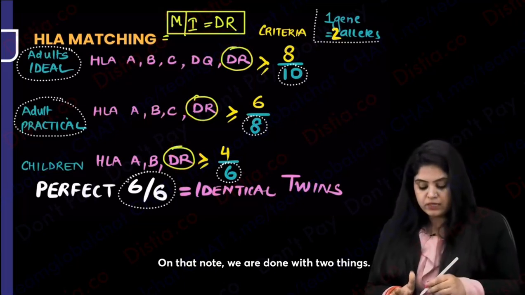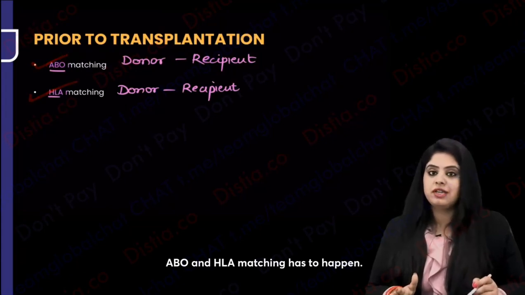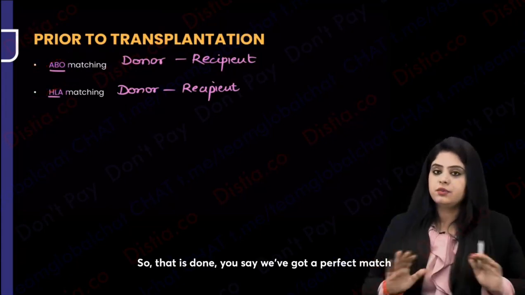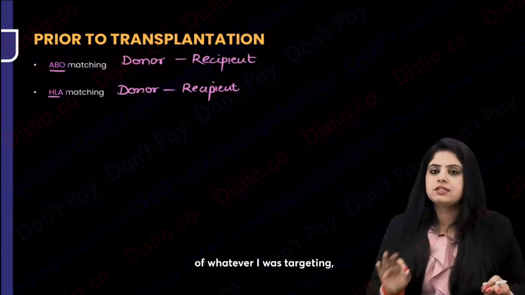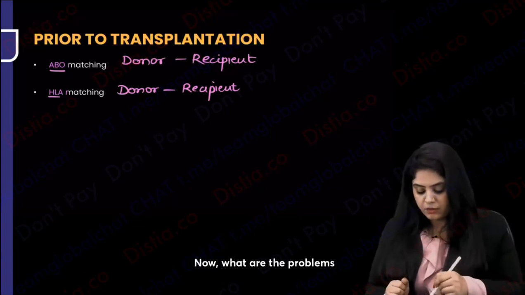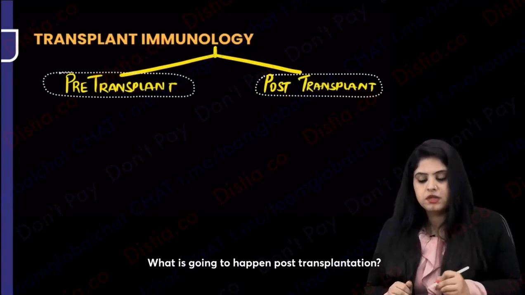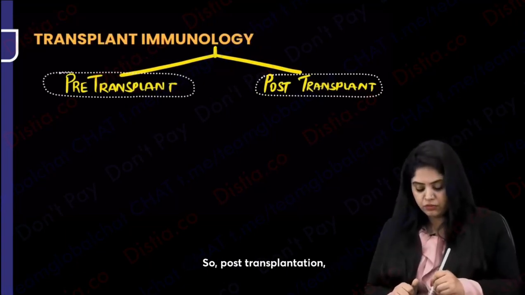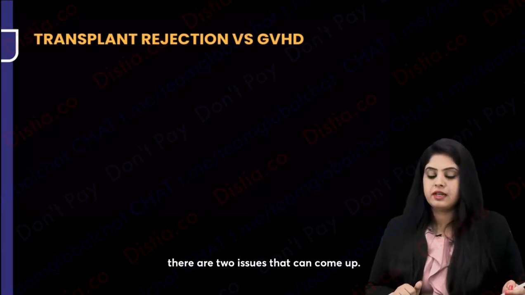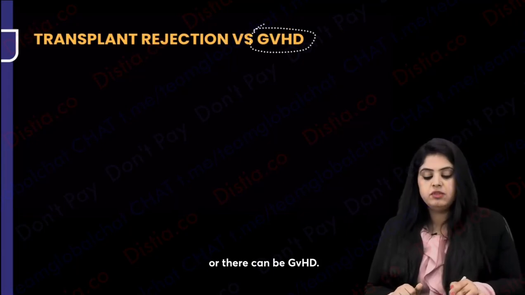On that note, we are done with two things. What needs to happen before a transplant? ABO and HLA matching has to happen. So that is done. You say we've got a perfect match, or whatever I was targeting, my criteria has been fulfilled. You've done the transplant. Now, what are the problems that can come to you in the next phase? What is going to happen post-transplantation? Post-transplantation, there are two issues that can come up. Either there can be transplant rejection, or there can be GVHD.